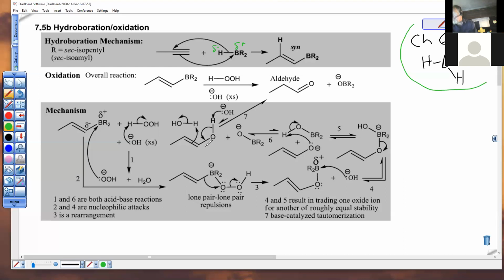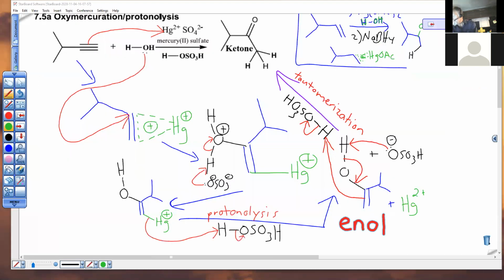Enols undergo tautomerization with an acid-base conjugate pair, whether you're starting with a strong base and a weak acid, or a strong acid and a weak base. The mechanisms are identical. The base takes the H from the alcohol portion of the enol. The sigma between the H and the O becomes a pi, carbonyl. The old pi picks up a proton from the acid, the conjugate acid of the base.